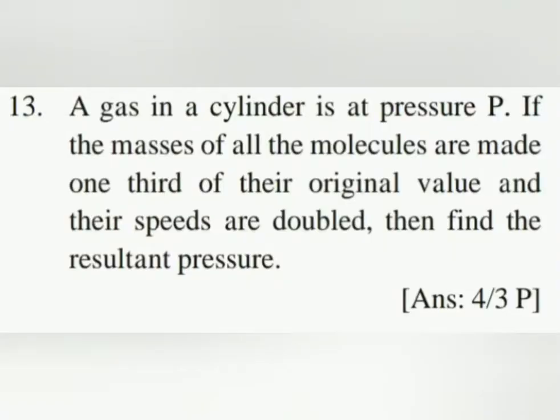So here we have question number 13. A gas cylinder is at a pressure. If the mass of all the molecules is made 1/3 of its original value and the speed is doubled, then find the resultant pressure. It means, students, that the mass is made 1 by 3rd of the original mass, and the RMS speed is double the original speed. So we have to find the change in pressure in this condition.